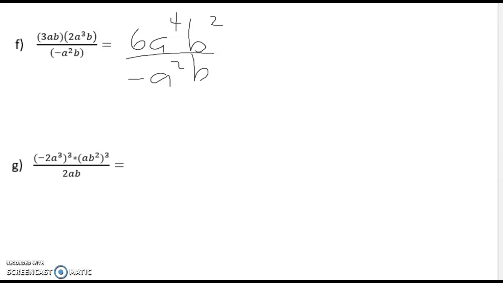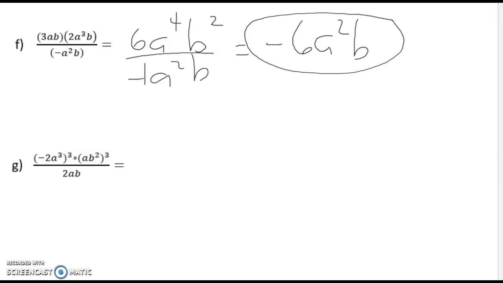Okay? And so now, when there's no number in front, it's assumed that it's a 1. So we can just put a 1 there. So negative 6 divided by negative 1 gives us negative 6. A to the 4 minus A to the 2 gives us A to the 2, which is A squared. And then B squared minus B to the 1 is just B. So there's your final answer.